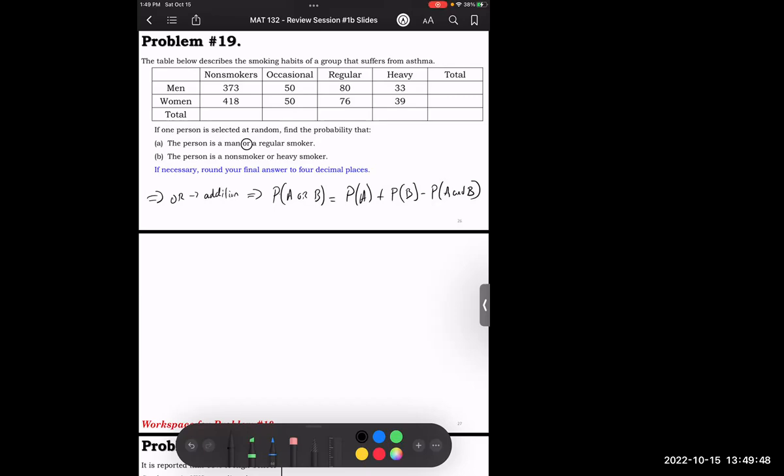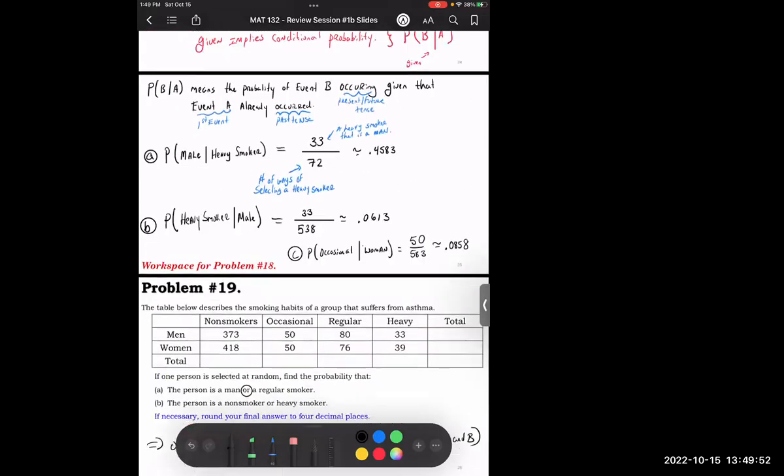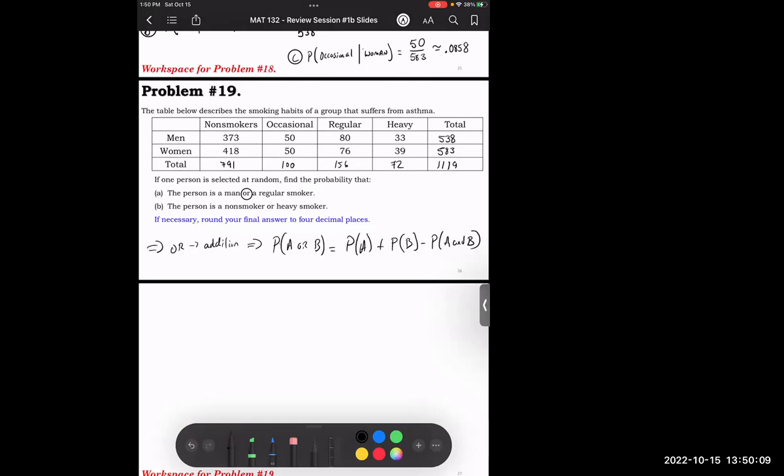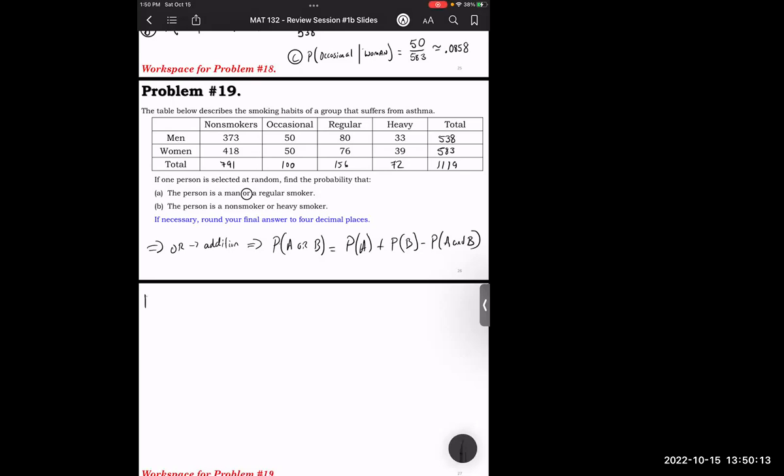Okay, so let me just refill my table again. So I think this number was, I always forget that first one, 791. I was too lazy to add it up. 100, 156, 72, this was 1,119, that was 583, and this was 538. Okay. So let's look at part A. Part A, we're dealing with the person is a man or regular smoker. So I'm just going to write the word regular.